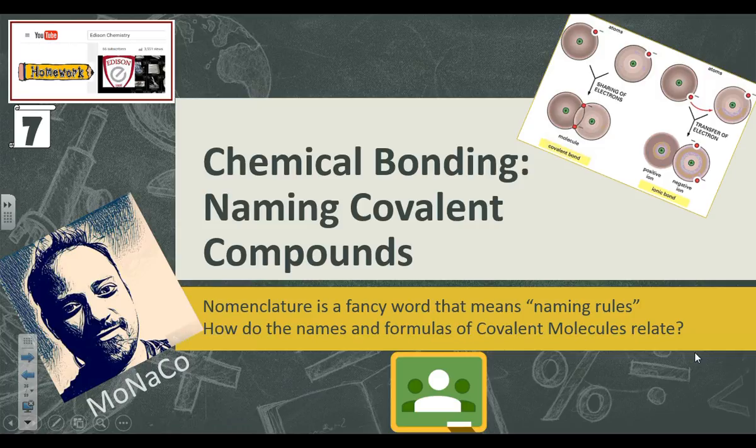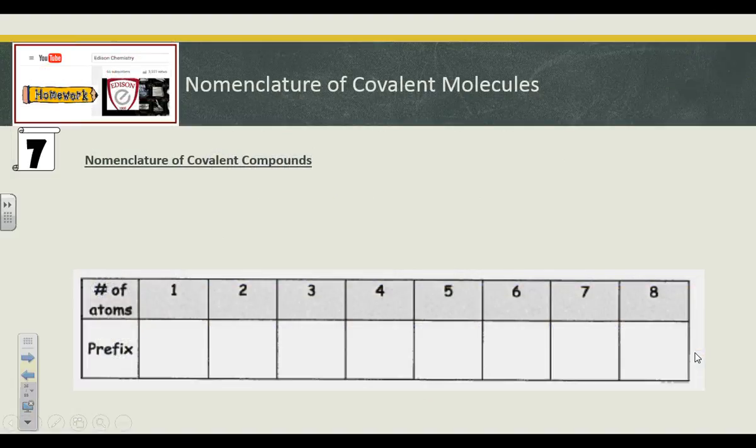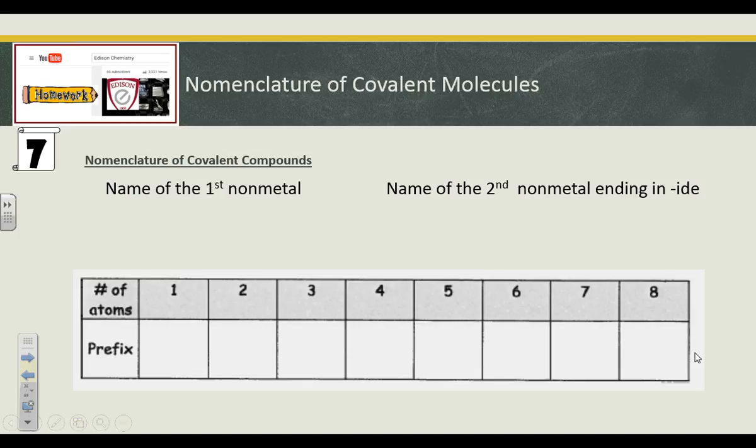So how is the name and the formula related for covalent molecules, which is a molecule that is sharing electrons between two nonmetals? The thing you've got to know is the name of the first nonmetal always comes first, and the name of the second nonmetal ends in "ide." That seems awful familiar. Ionic compounds always ended in "ide," so do covalents. All right, so what's the difference then?